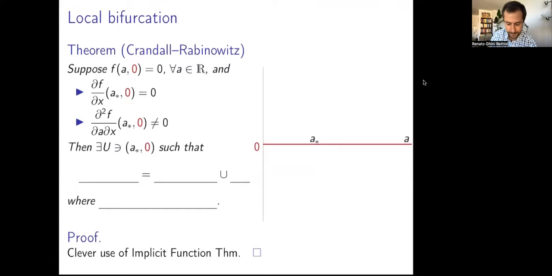Suppose we have, of course, I'm omitting some technical things, but this applies in a very broad context, actually. Suppose we have a trivial family of solutions at 0 to the equation f(a, s) = 0. And there's this value a star where these two things that I discussed before happen. The linearization is degenerate, and the second derivative, this mixed derivative, is non-zero. So here, I guess x is s. I didn't change the notation there.